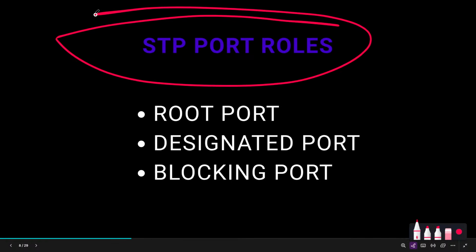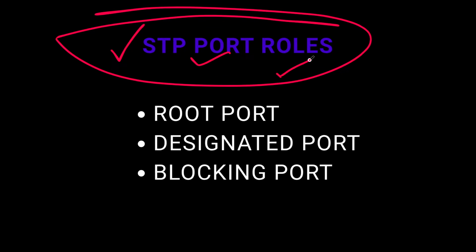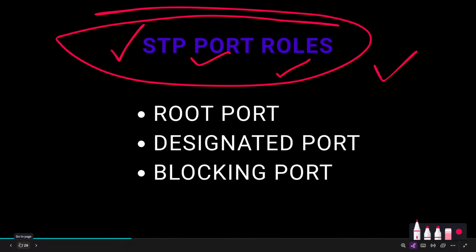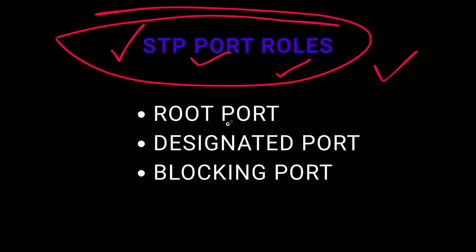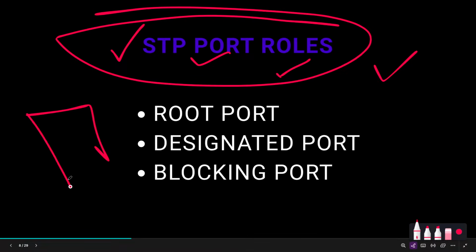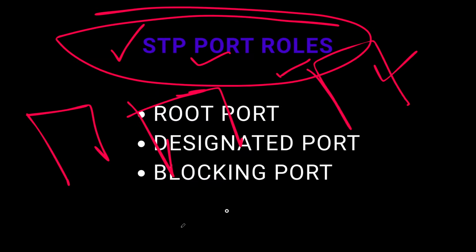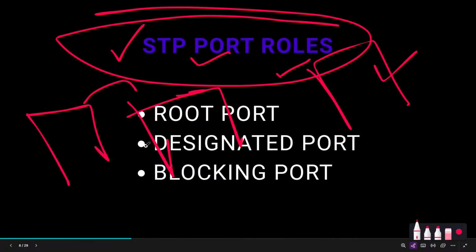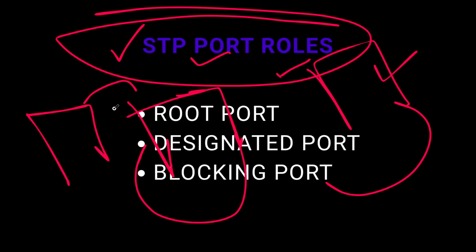Now, clear? Okay. STP port roles. Now, I'll just show you one thing. Think of it like gates. Gate number one is root port. Gate number two is designated port. Gate number three is blocking port. Root port is basically the best path to go. Think of it like a path.